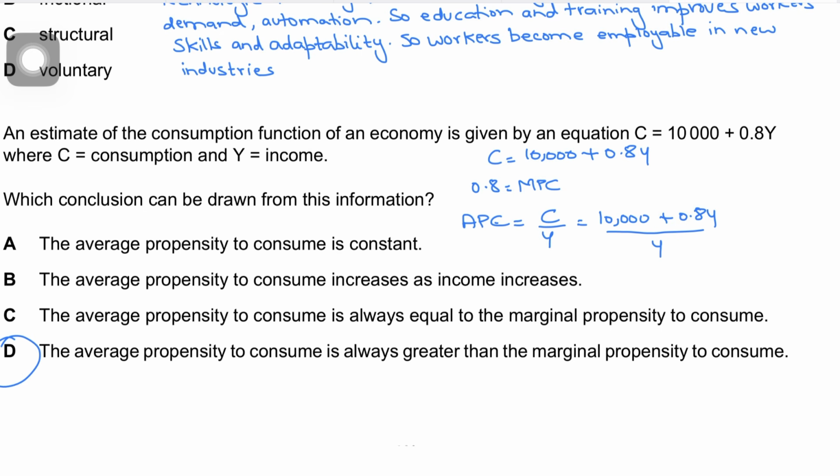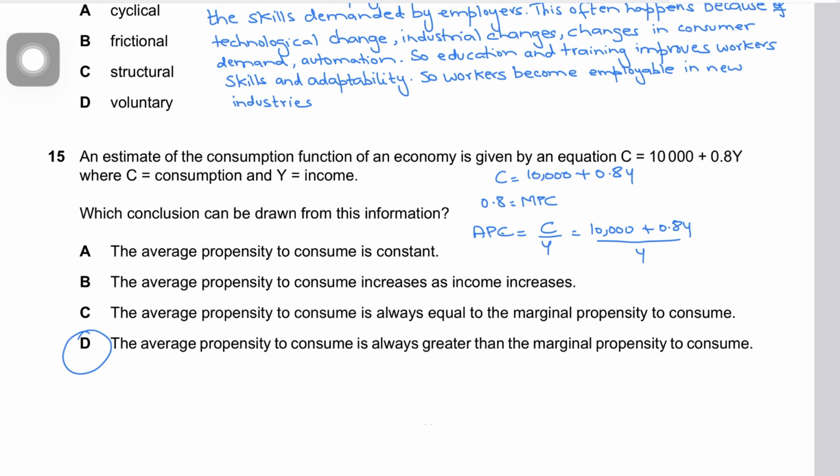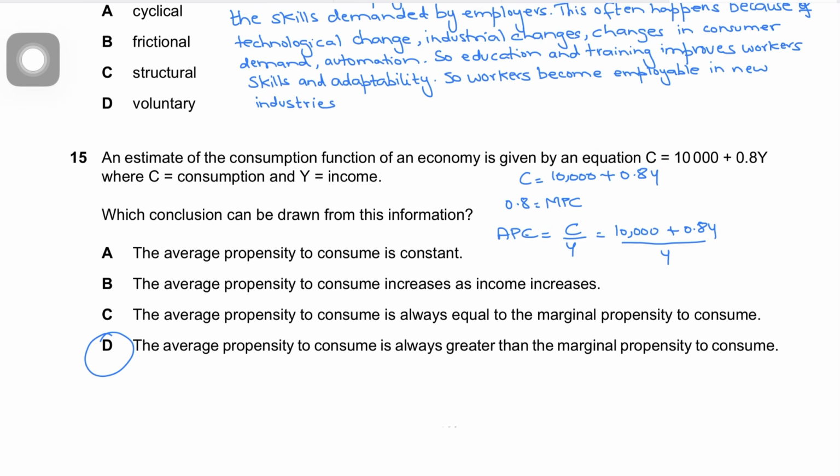So the extra 10,000 gets included in the total consumption, which makes the average consumption larger than just 0.8Y. So APC would always be greater than MPC because APC includes both the induced consumption and the autonomous consumption, while the MPC only measures the extra consumption from an increase of a dollar of income. So that is the reason why this answer is D. You must know the correct reason.